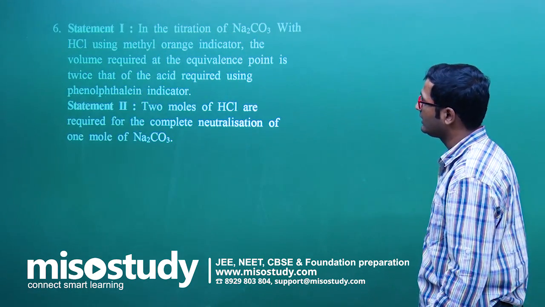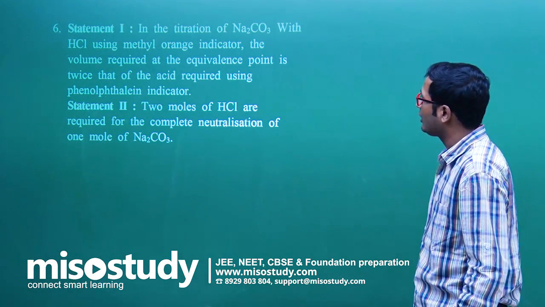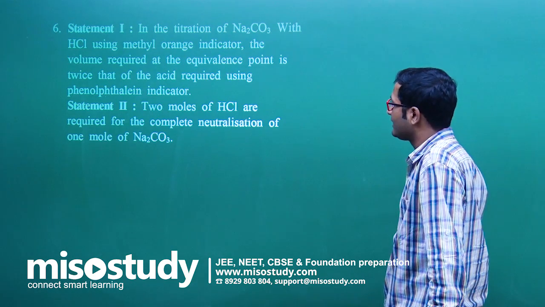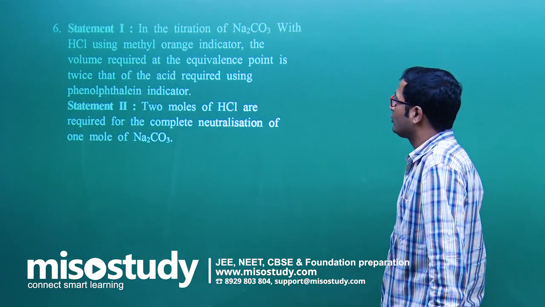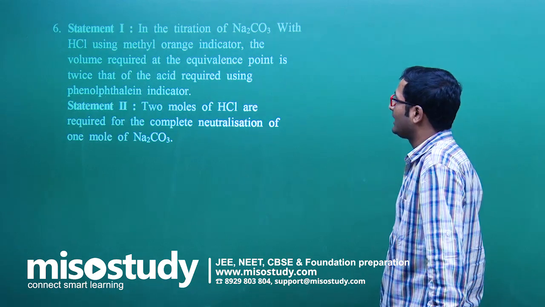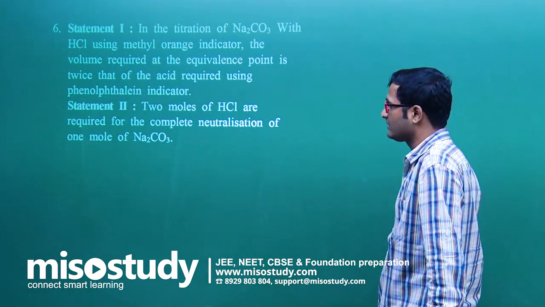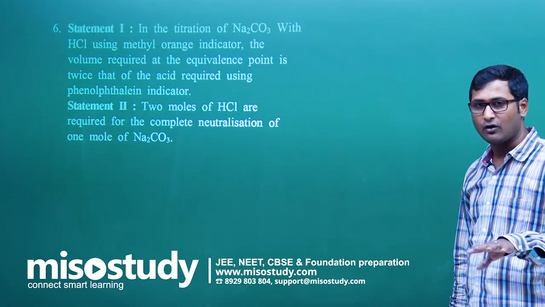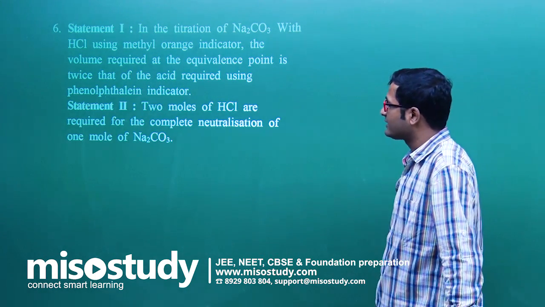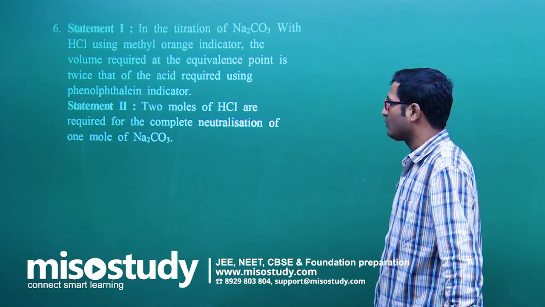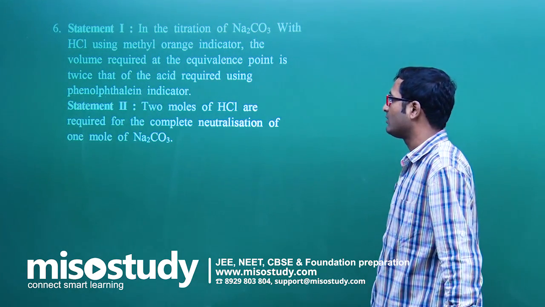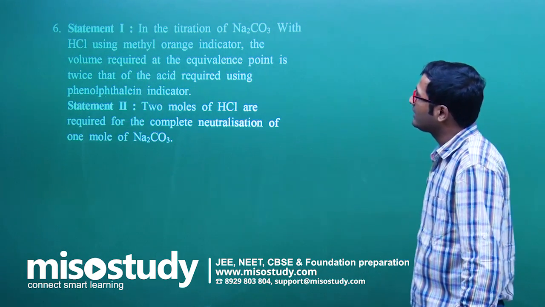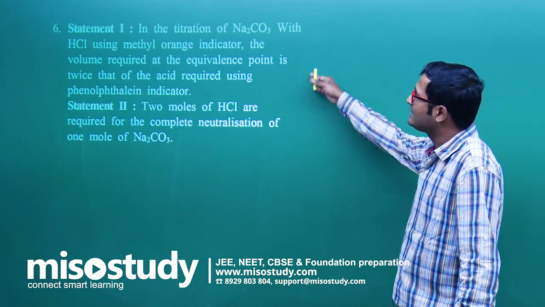Now read the question here. Statement: in the titration of Na2CO3 with HCl using methyl orange indicator, the volume of acid required at the equivalence point is twice that required using phenolphthalein indicator. Here the statement 1 is factually correct. Statement 2: 2 moles of HCl are required for the complete neutralization of 1 mole of Na2CO3. 2 moles, that means to say what? There is no complete link up.